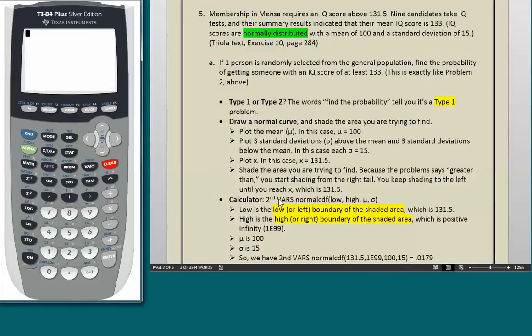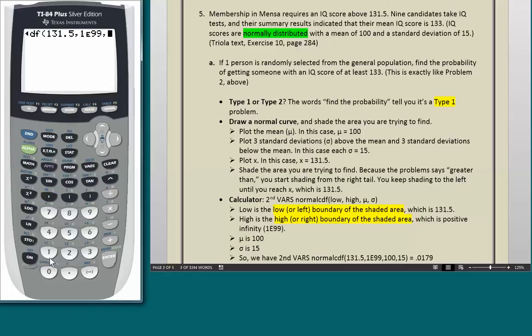So with our calculator, back to second VARS, normal CDF. The low is 131.5. Remember, this is the low boundary of the shaded area. The high boundary of the shaded area is infinity. So low boundary 131.5, comma, positive infinity, 1E99.